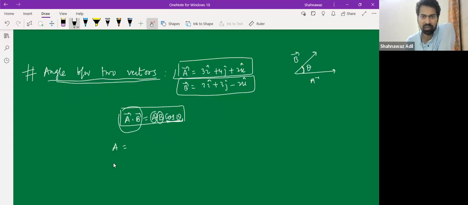What would be the magnitude of A? I cap plus 4j cap. Magnitude can't have a vector part, right?